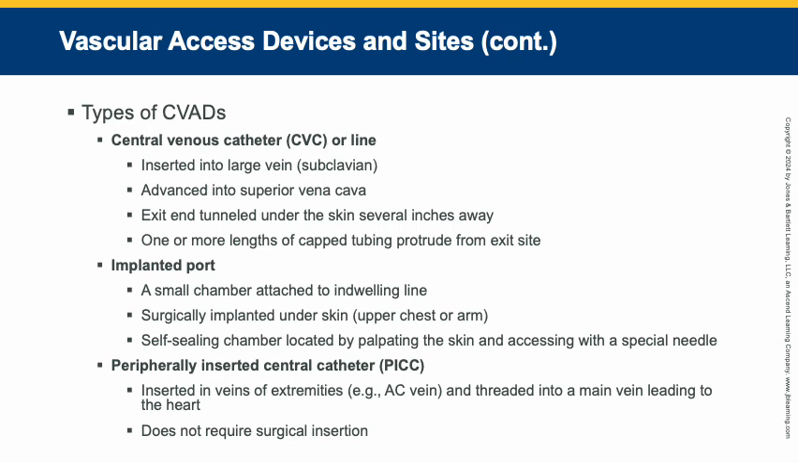Most CVADs are routinely flushed with heparin or saline to reduce the risk of thrombosis. A CVC, or central venous line, is inserted into a large vein such as the subclavian vein and advanced into the superior vena cava, proximal to the right atrium. An implanted port is attached to an indwelling line that is surgically implanted under the skin and most commonly located in the upper chest or arm.